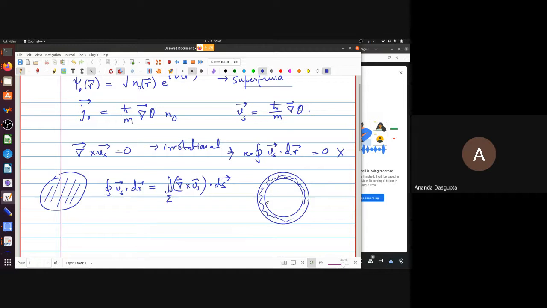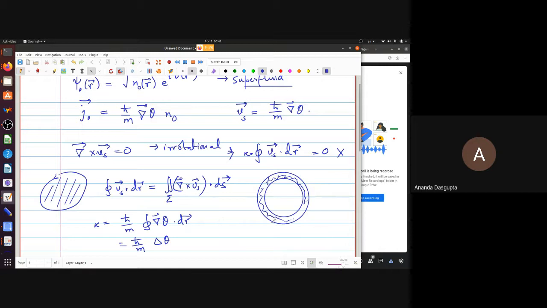But the important point is, the superfluid cannot rotate with an arbitrary amount of circulation. This kappa, the circulation, is not zero in such a case, but because Vs is this, the alternative calculation that we did the other day was that kappa is simply going to be the integral of grad theta dot dr over the complete loop, which simply will be h cross by m delta theta.